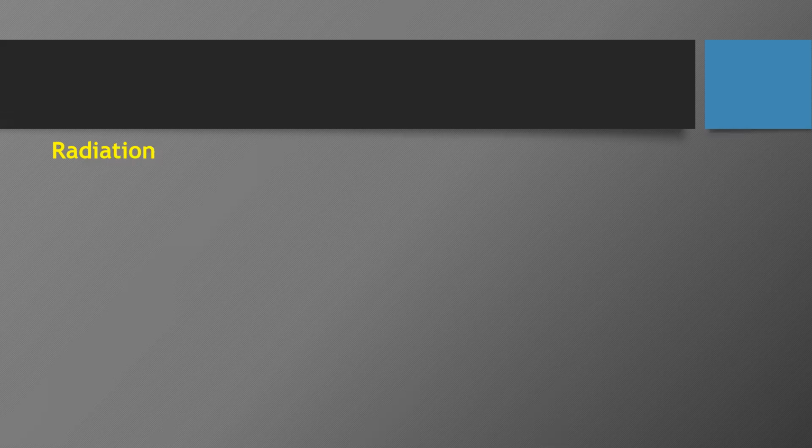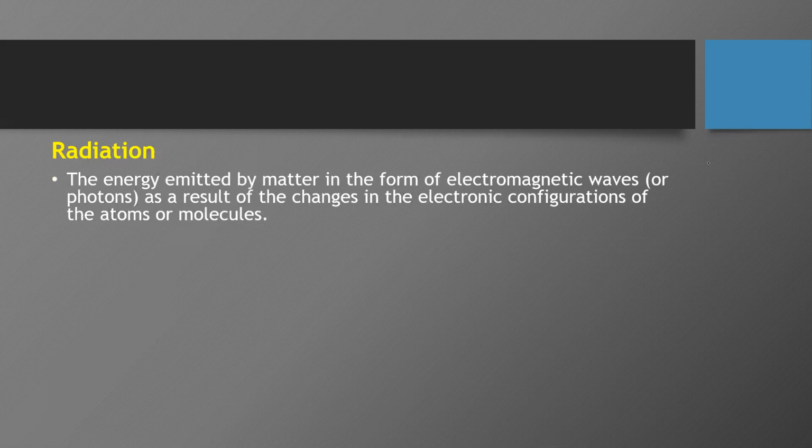So you people know it as the energy emitted by matter. Energy should be emitted by a matter, and that matter can be in any phase. Matter means it could be a solid, a liquid, or a gas. Any major phase it can be, right? And it is emitted by matter in the form of electromagnetic waves. That is actually called radiation.